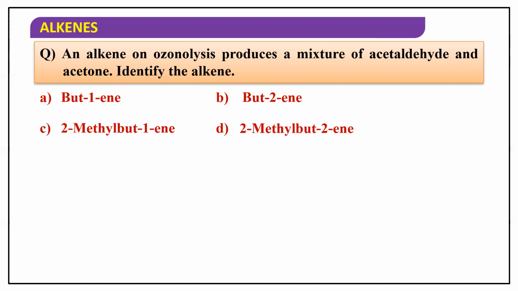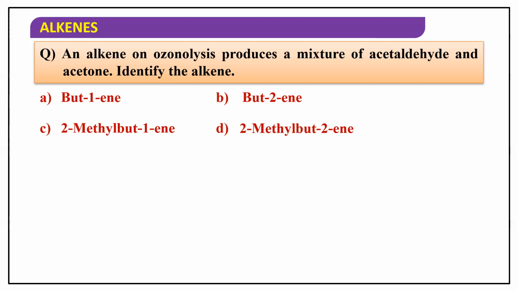Now, what is acetaldehyde? You studied this in the previous example. Acetaldehyde is CH3CHO. What is acetone? Acetone, as the name itself indicates, is a ketone. Acetone is CH3COCH3. So you need to get these two as the products. If these two are the products, what is the starting alkene is the question.